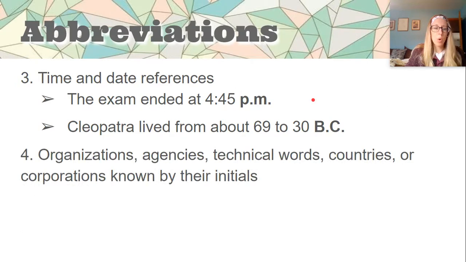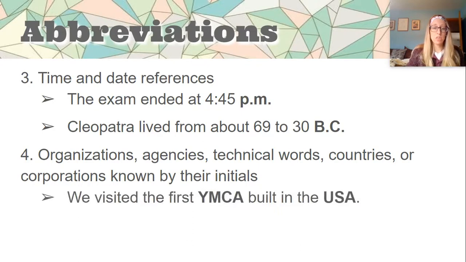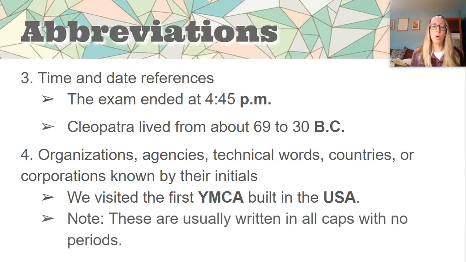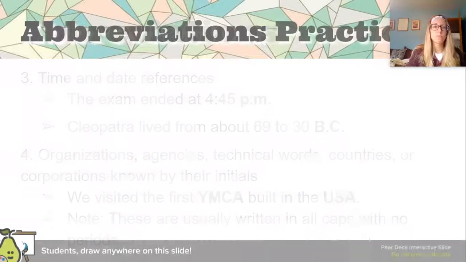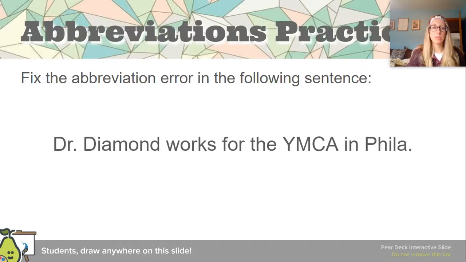And then organizations, agencies, technical words, countries, or other corporations that are known by their initials, it's okay to abbreviate. For example, we visited the first YMCA built in the USA. So YMCA and USA, those are fine to abbreviate. Just note that usually abbreviations of these types of things don't have periods in between them for whatever reason, okay? Okay, so now here's some abbreviation practice.